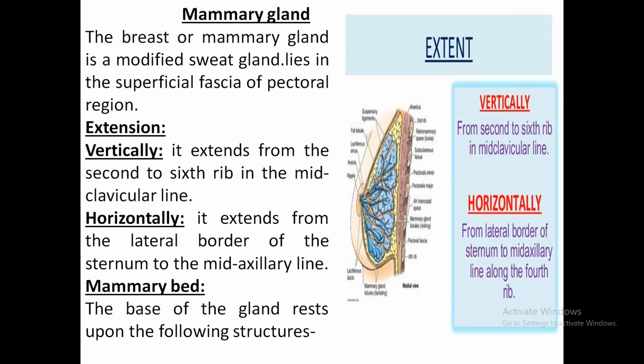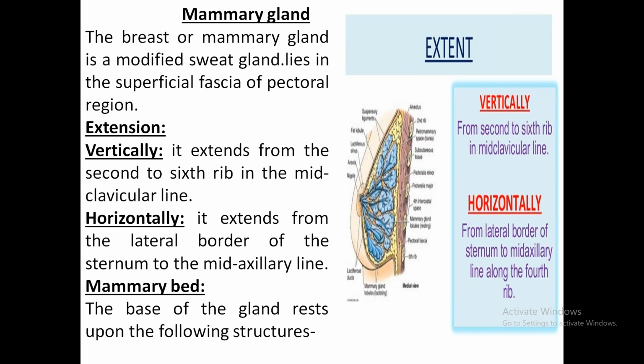Then the mammary gland. The breast or mammary gland is a modified sweat gland that lies in the superficial fascia of the pectoral region. Extension: it vertically extends from the second to the sixth rib in the mid-clavicular line. Horizontally, it extends from the lateral border of the sternum to the mid-axillary line.